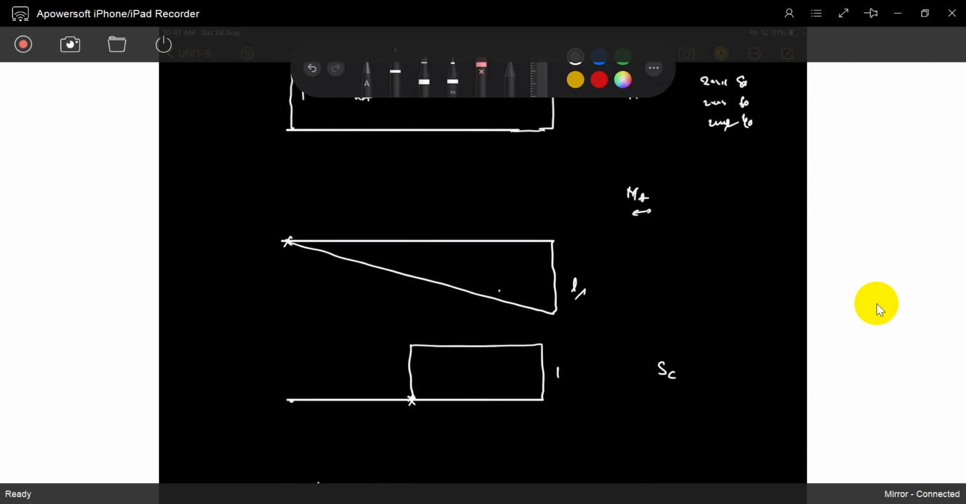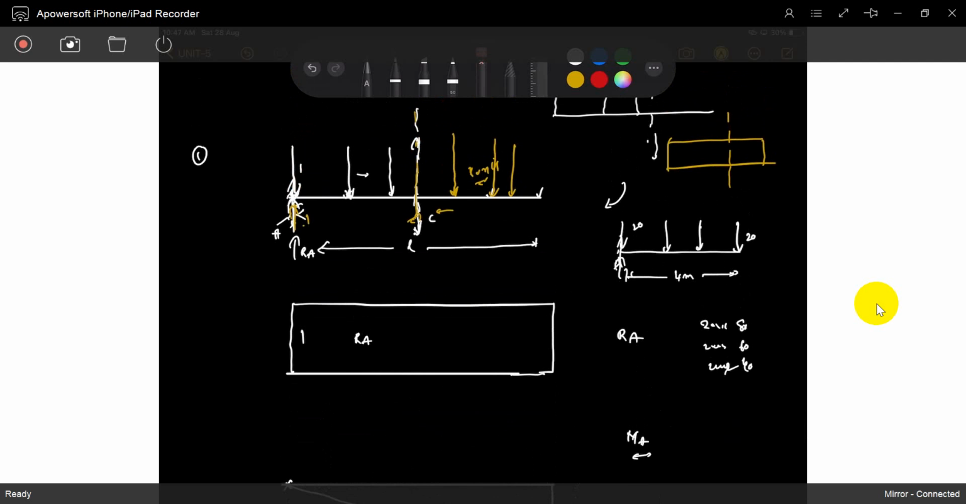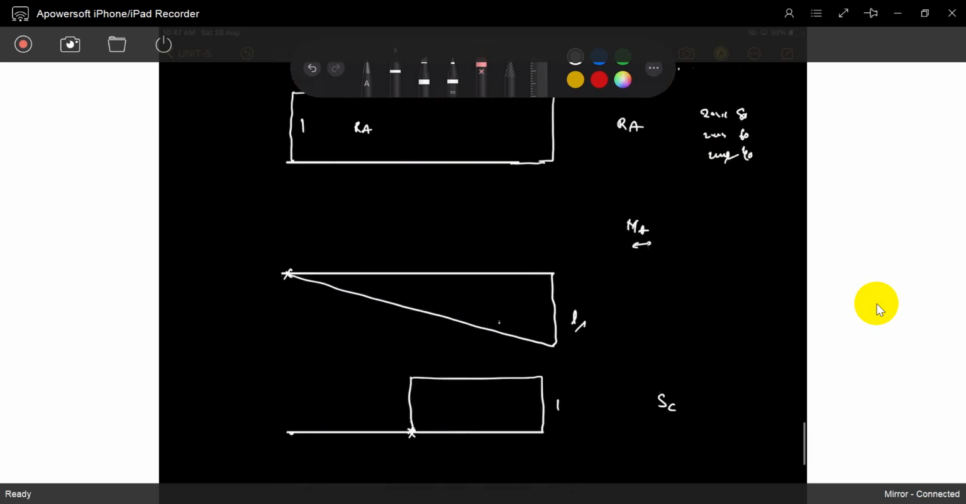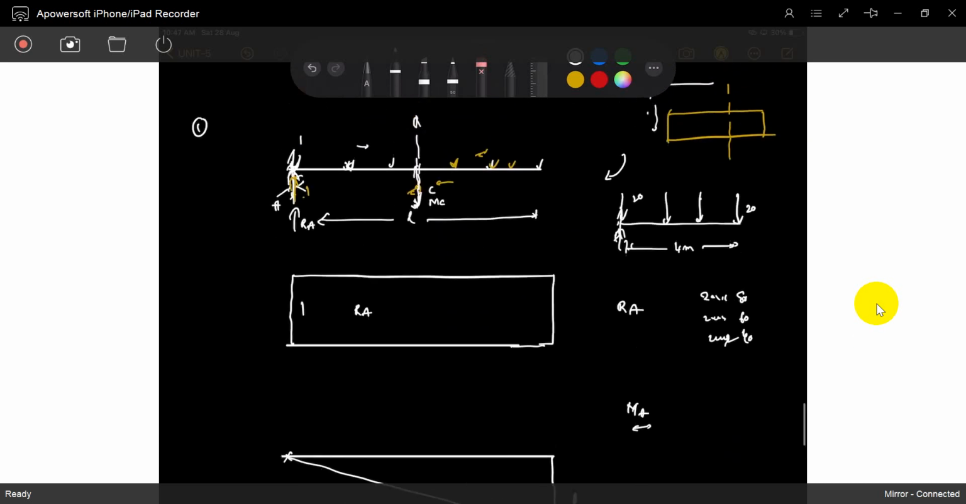And I want another. For the same section, how is the moment changing? Bending moment at that section. I want to see how the bending moment changes. So again I will write the bending moment at that section. So can you draw it?